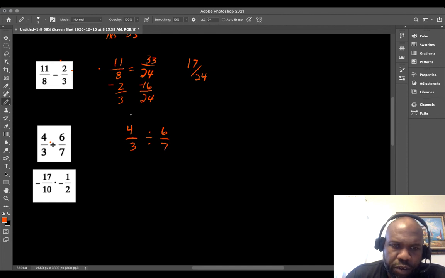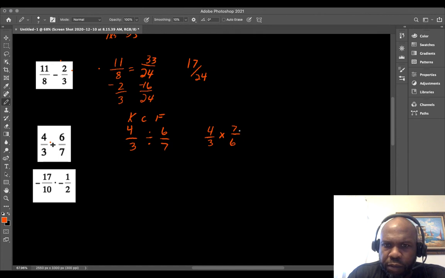The easiest way to remember how to do division is KCF: keep, change, flip. Basically, I'm going to keep 4 over 3 the same, change the division to multiplication, and flip over the values of 6 and 7.